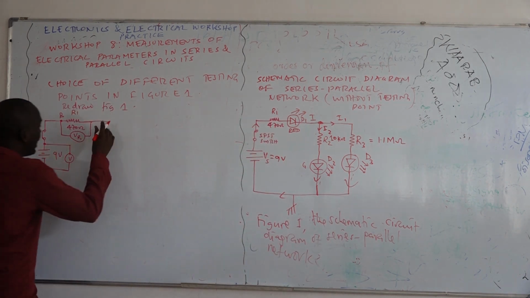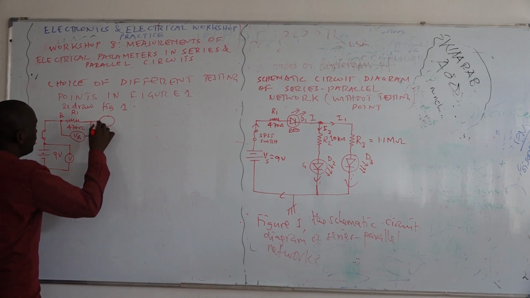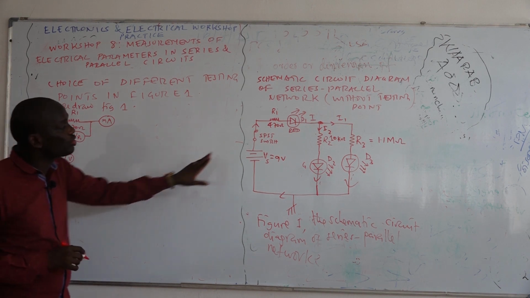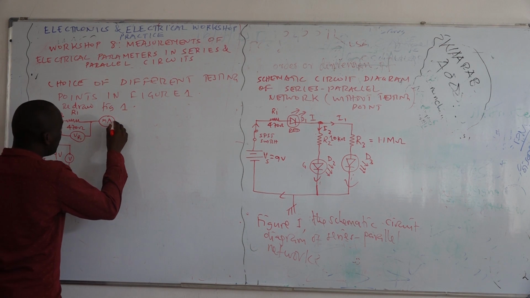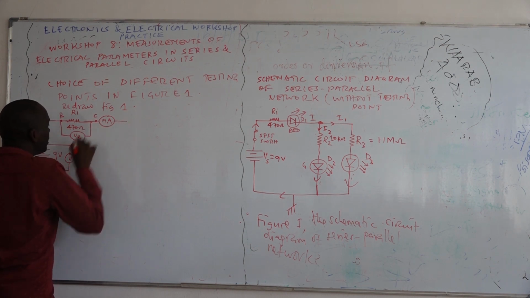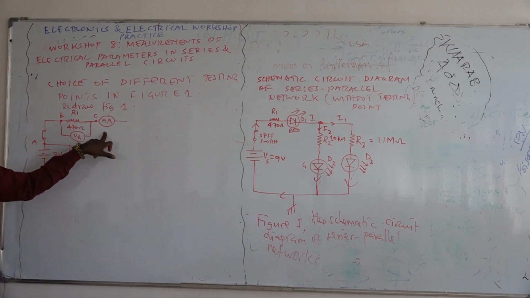Okay? So here, another testing point, we need to connect the ammeter. But in most cases, according to the resistance values, we need to connect the milliammeter. Then this will be our testing point, the steady testing point. So this one will measure total current.